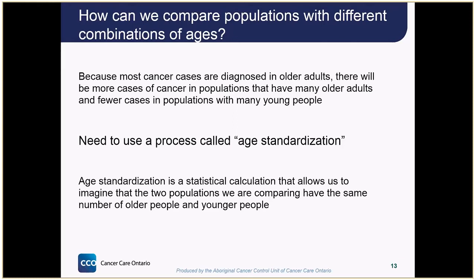So we need to use a process called age standardization when we compare populations with different combinations of ages. Age standardization is a statistical calculation that allows us to imagine that the two populations we're comparing have the same number of older people and younger people.